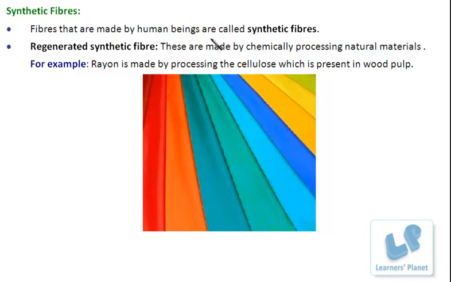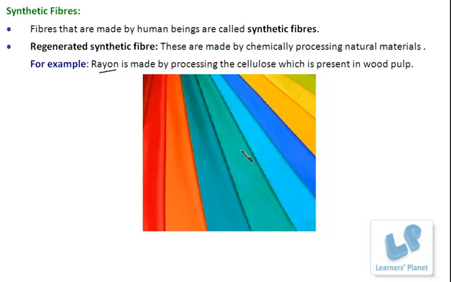Fibers that are made by human beings are called synthetic fibers, or you can simply say man-made fibers are called synthetic fibers. There is one more category in this, regenerated synthetic fiber. What does it mean? These are made by chemically processing natural materials. Say by processing natural fibers or natural materials, we are getting regenerated synthetic fiber. For example, rayon. Rayon is made by processing the cellulose which is present in the wood pulp. That is, to the cellulose some other chemical is added and it is processed.